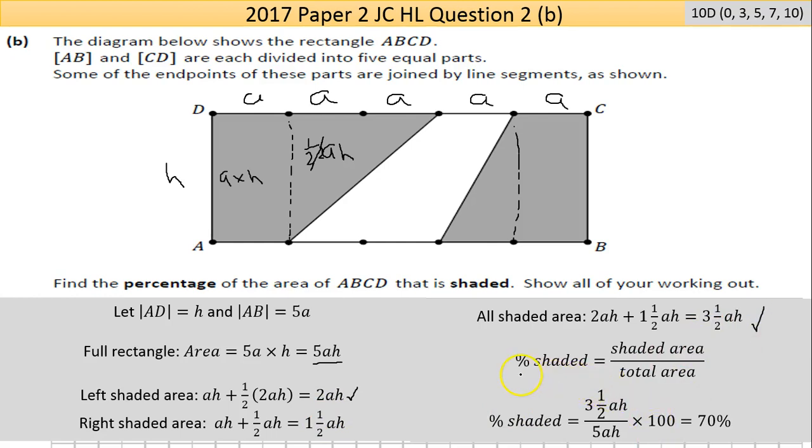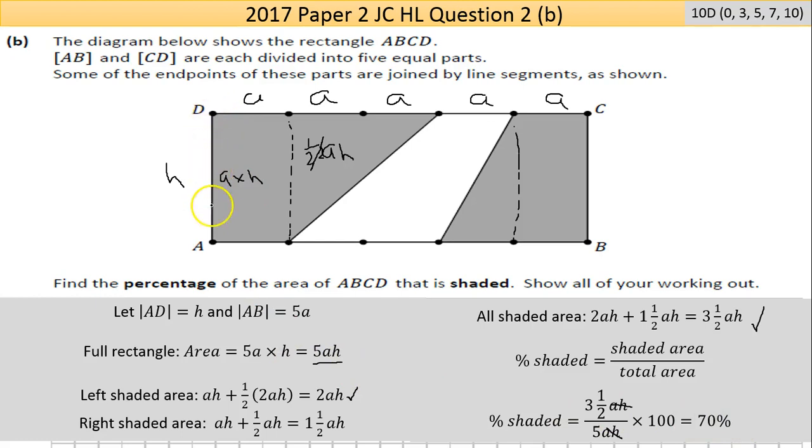So our final bit now, to find the percentage shaded, is the shaded area divided by the total area. That's 3.5 AH divided by 5 AH, then multiply by 100 to get the percentage. So the AH will cancel. You're left with that fraction. Multiply that by the 100 and you get 70%.